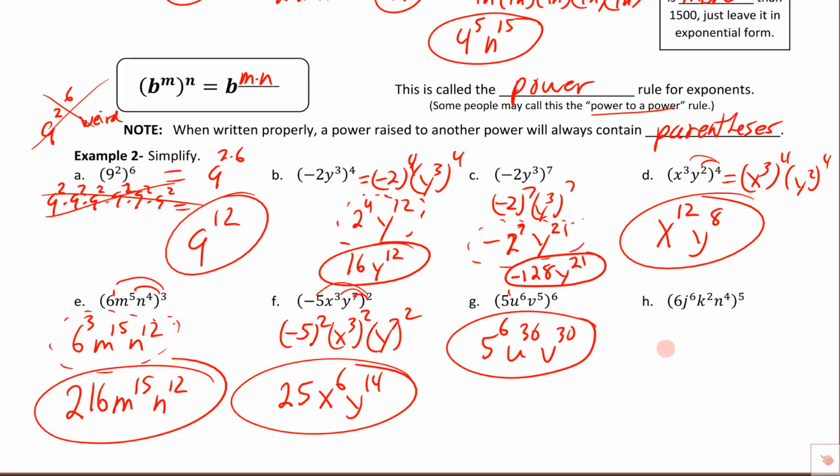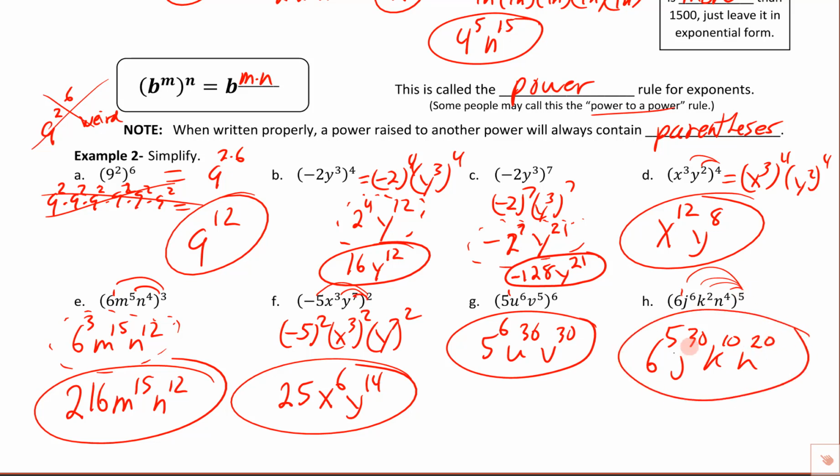Same thing's going to happen here. This is going to be 6 to the 5th, because again, that was a 1. So it's kind of like distributing. It's not really distributing, but you can think of it that way. So this is going to be j to the, that would be the 30th, because 5 times 6 is 30. k to the 10th, 2 times 5 is 10. n to the 20th. Now you'll notice that all of these exponents on these guys right here, they all end with a 0 because we've multiplied them by a 5 times an even number. So it works out that way.